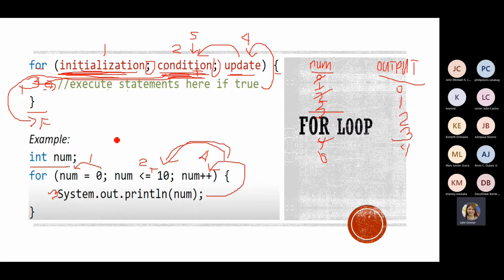And then 5 is lesser than or equal to 10, still true. Print the value of your num. This is what we are printing. And then, after printing, it becomes 6. Cross out the 5. 6 is still lesser than or equal to 10, still true. So we print the value of 6 again. And then this will be 7. 7 is lesser than or equal to 10. Print the value of your 7, and then this will be 8. Again, the only looping that happens is this part.